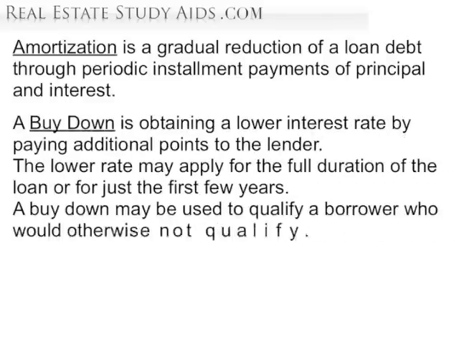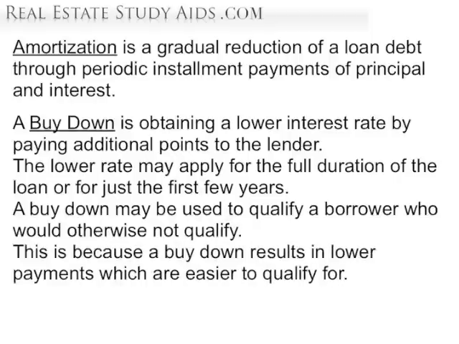A buy-down is obtaining a lower interest rate by paying additional points to the lender. The lower rate may apply for the full duration of the loan or for just the first few years. A buy-down may be used to qualify a borrower who would otherwise not qualify. This is because a buy-down results in lower payments, which are easier to qualify for.